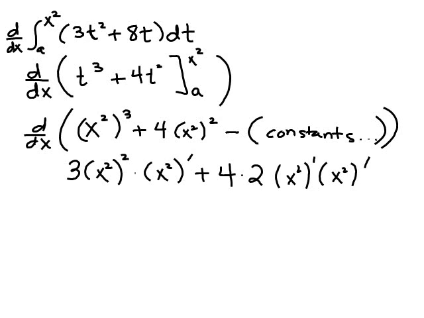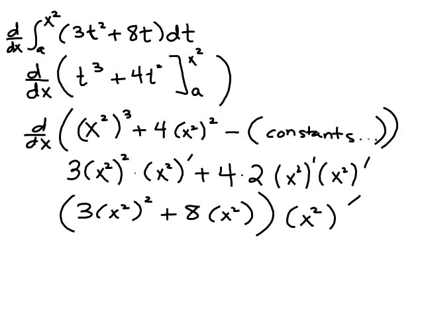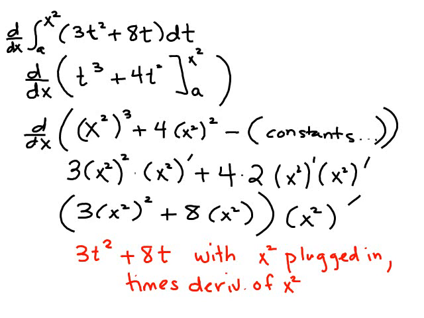I need to use the chain rule to take the derivative of x squared to the third and 4 times x squared. If I factor the derivative of x squared from both expressions, I can see that my result is the same as substituting an x squared in place of the t's and multiplying by the derivative of x squared, which is what the fundamental theorem states we can do.